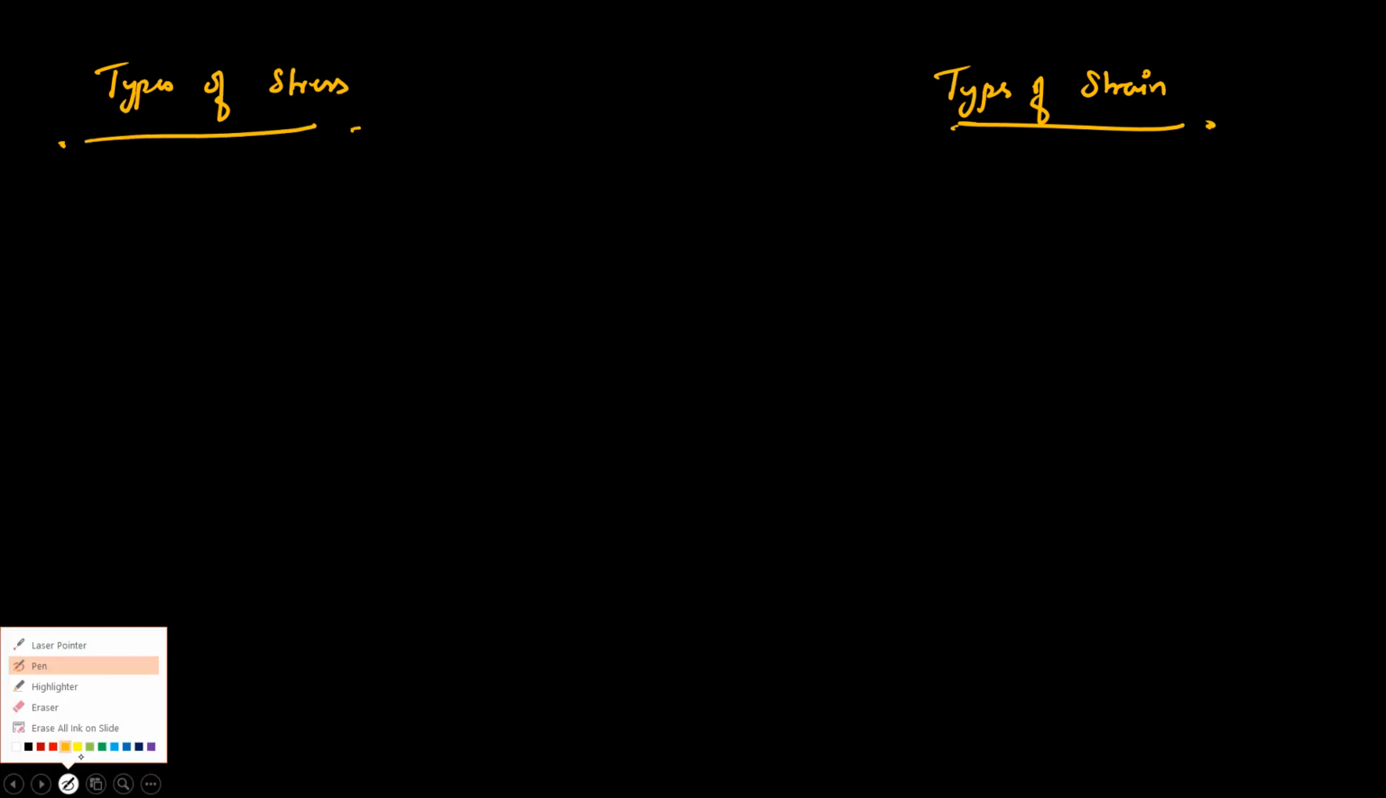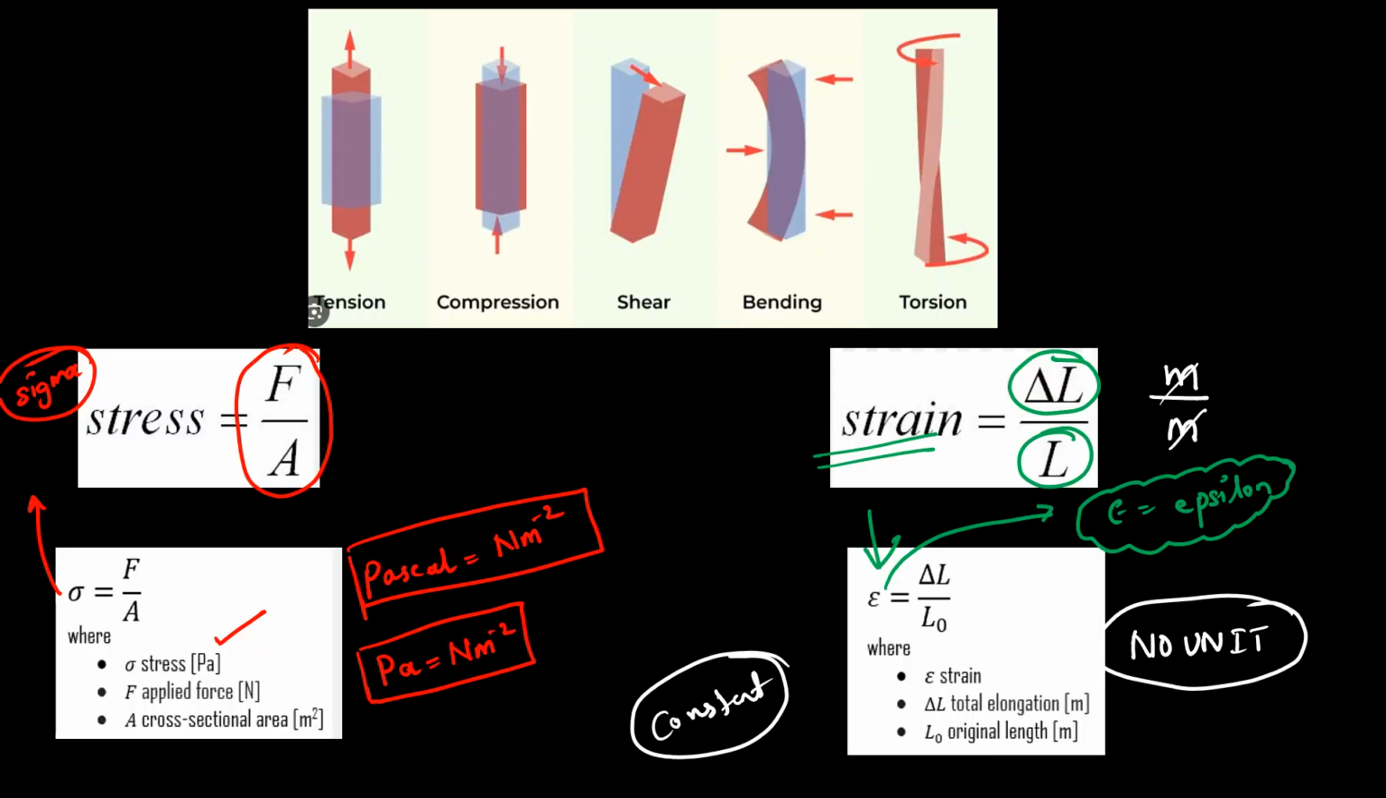All are almost similar but with a small difference, right? So let me go back over here. The first one is known as tensile. So you can have tensile stress and tensile strain. Now what is this tensile?